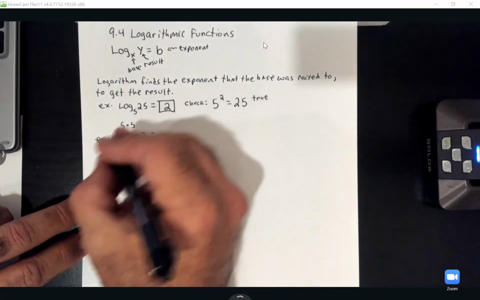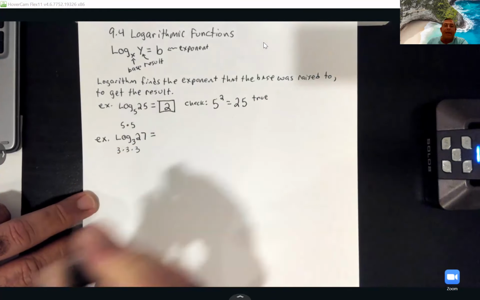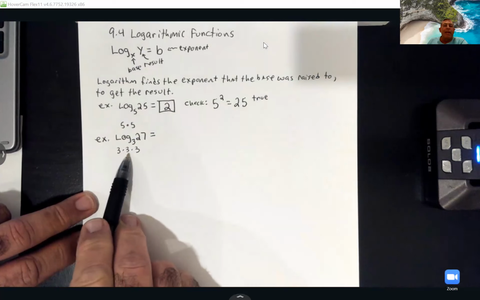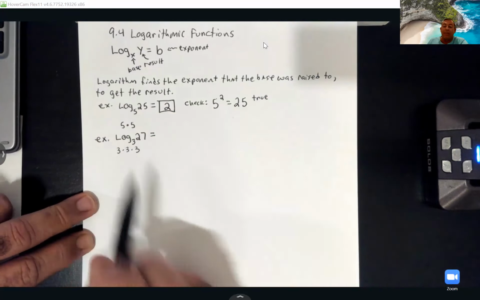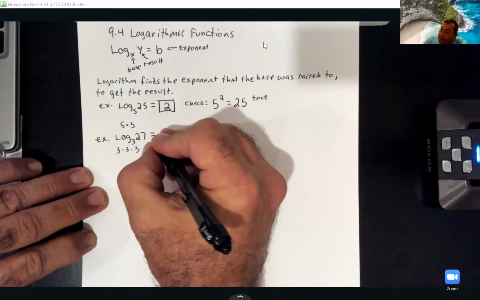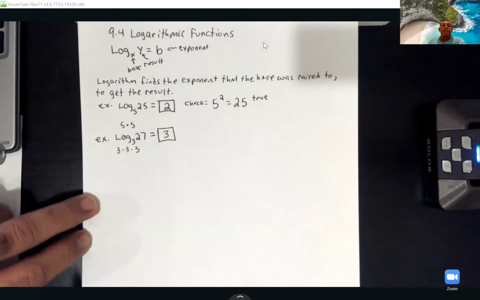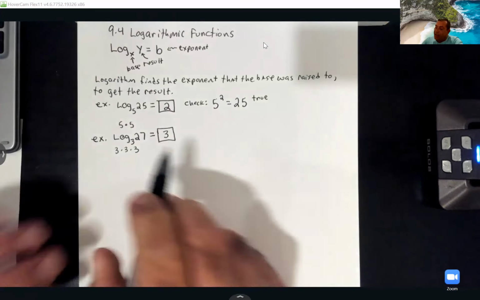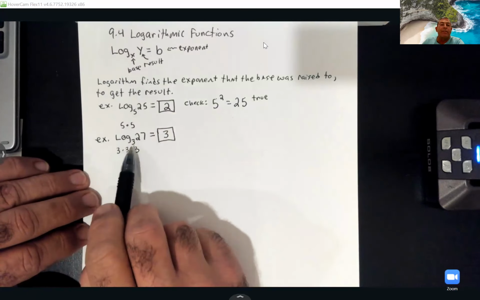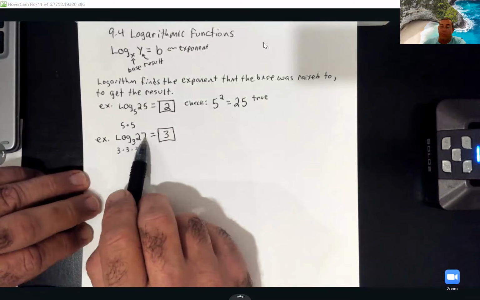It's 3 times, right? Because 3 times 3 times 3. So they give you 9, and then 9 times 3 is 27. So since we multiplied it times itself 3 times, that answer would be a 3. So do you see how we're just finding exponents that you're raising this base to get them results, okay?